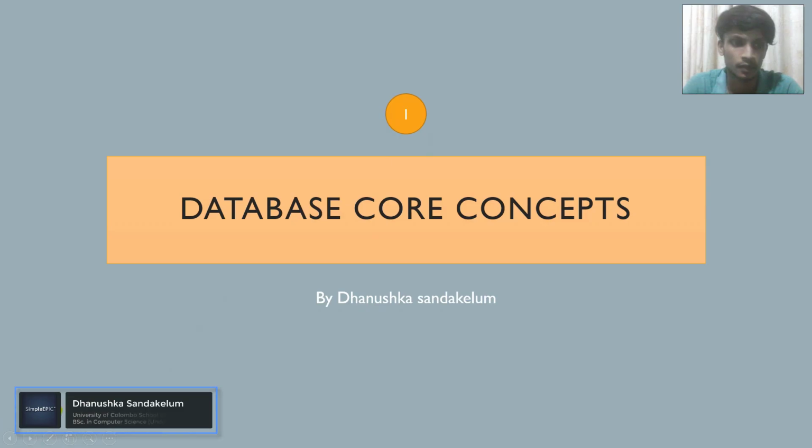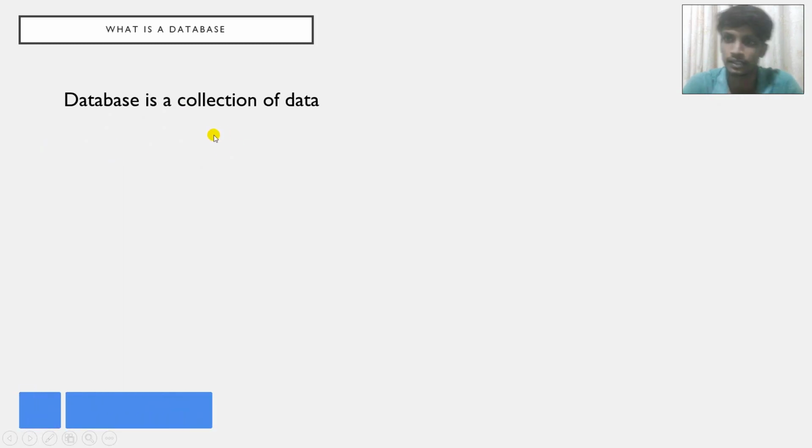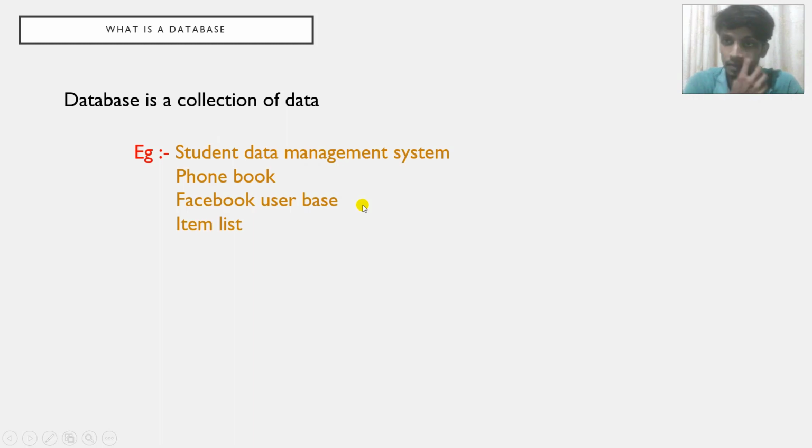So mainly, what is a database? A database is a collection of data. Your database might have hundreds, maybe thousands of data. So this set of all the data, or a collection of those data, is known as a database. It is a very simple explanation, and these are some examples.